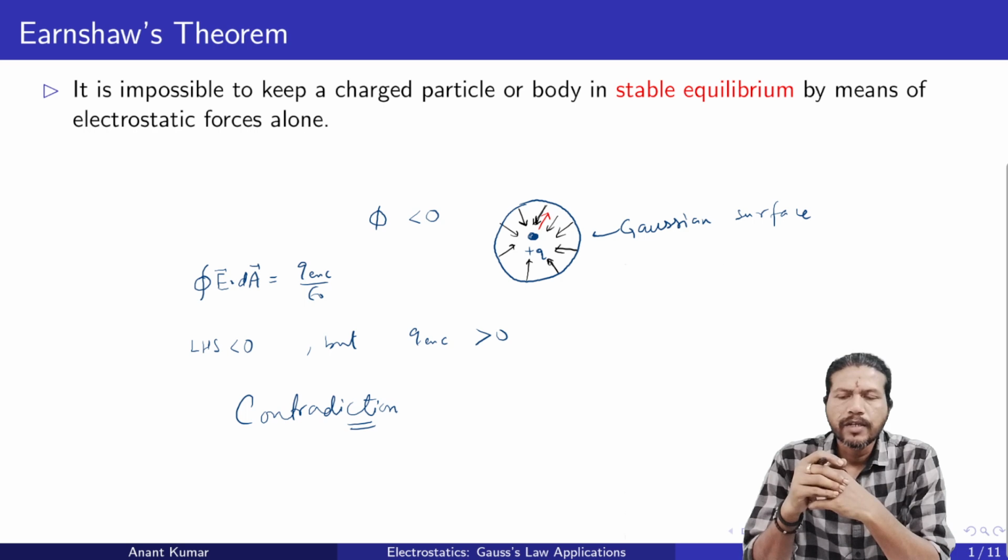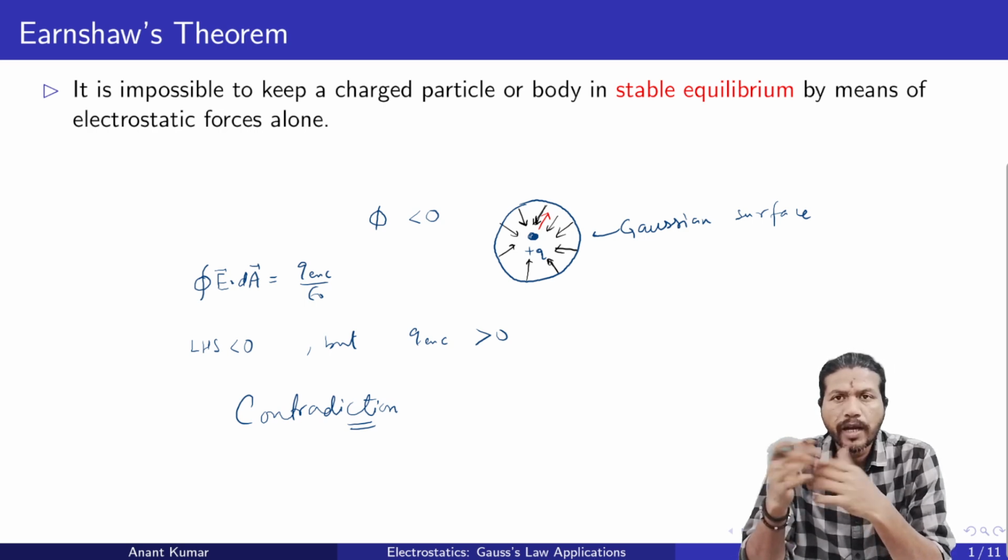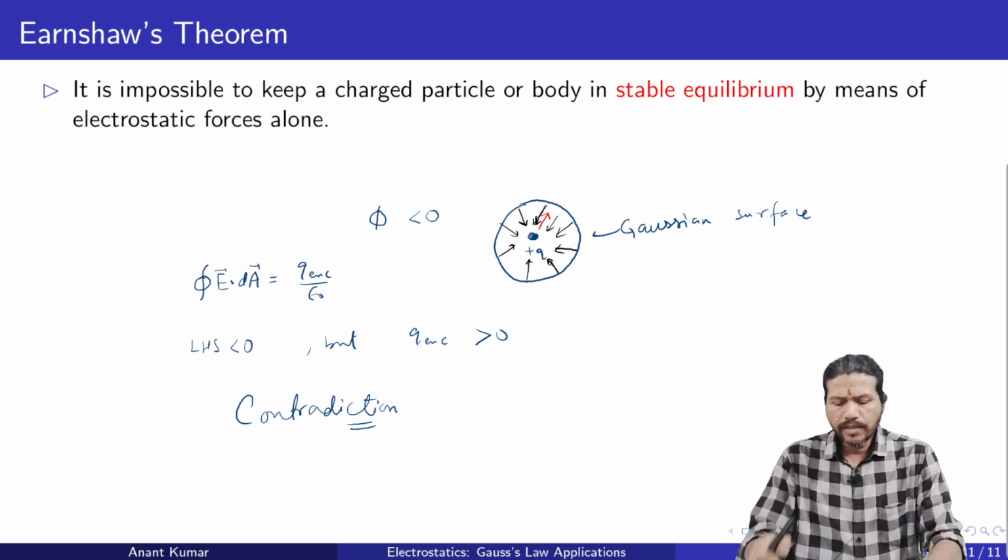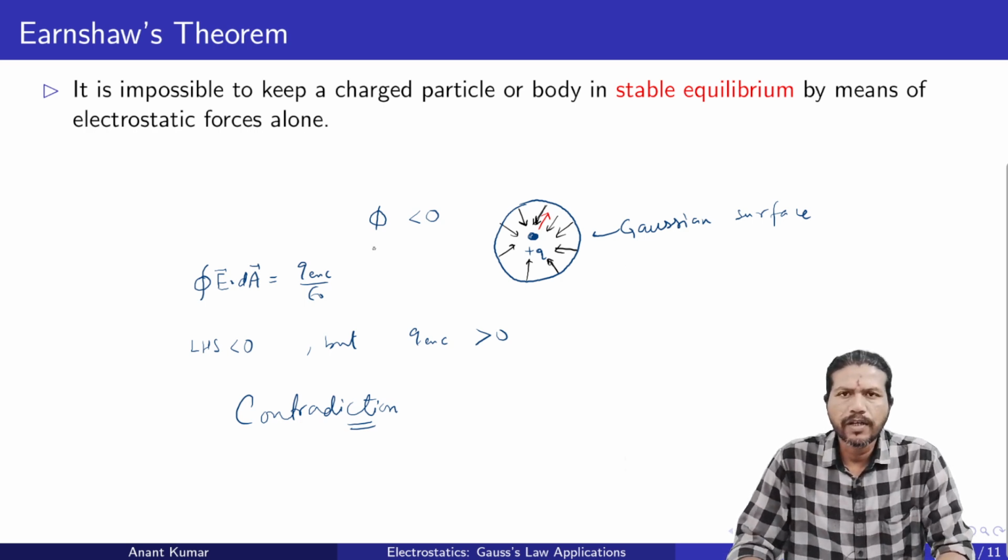And that should mean the flux is positive, but the charge enclosed is negative, so we again have a contradiction. Okay, so that is basically proving Earnshaw's theorem. As we shall see later on, this will also be true in the case of a magnetostatic field. So the idea is that with only static fields, a point charge cannot be kept in a state of stable equilibrium. It can be at equilibrium, but it won't be stable.